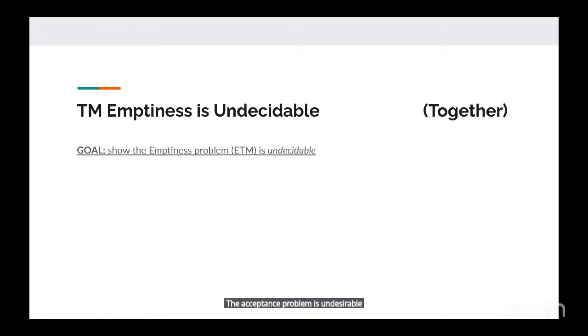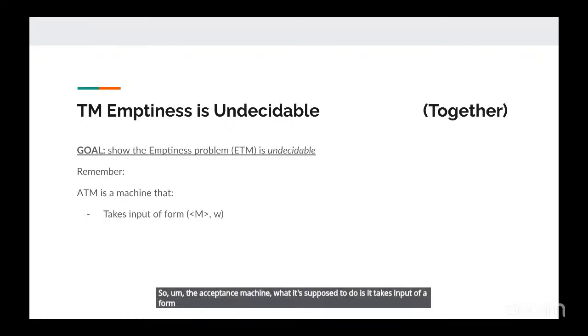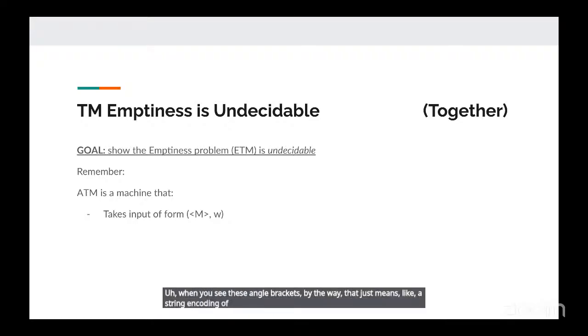Done. Okay? So the acceptance machine, what it's supposed to do is it takes input of a form. When you see these angle brackets, by the way, that just means a string encoding of a Turing machine. So it's a way to take a Turing machine and give it to another Turing machine.